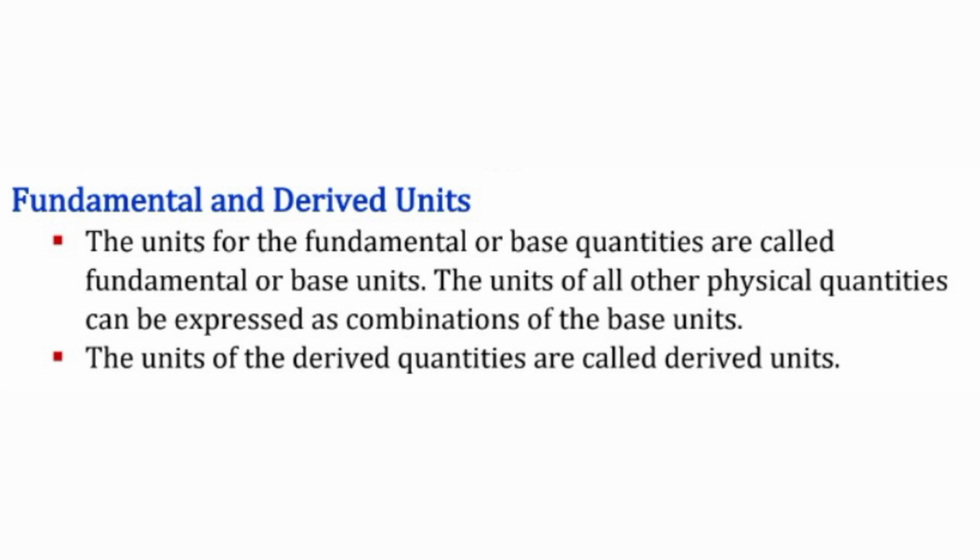Next one is fundamental and derived units. As we have studied fundamental and derived quantities, we have fundamental and derived units also. So the units of fundamental quantities or base quantities are called fundamental or base units. In the same way, the units of derived quantities are called derived units. That is, kilogram, meter and second are the fundamental units, right? And meter per second, then Newton, like that, such units are called derived units.